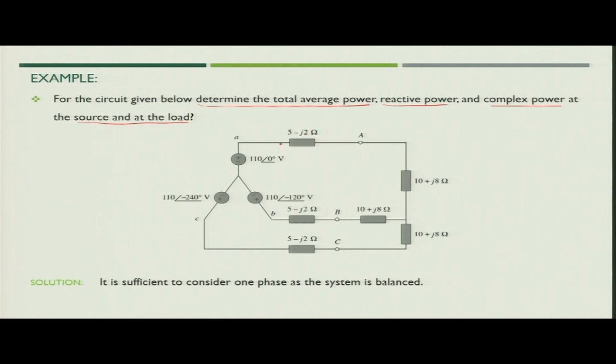5 minus j2 ohm is the impedance of the transmission line, and it is same in all the three phases. Load: we can see it is star connected again, where the per phase impedance of the load is 10 plus j8 ohm. Now, from this figure you can observe that the system is balanced.